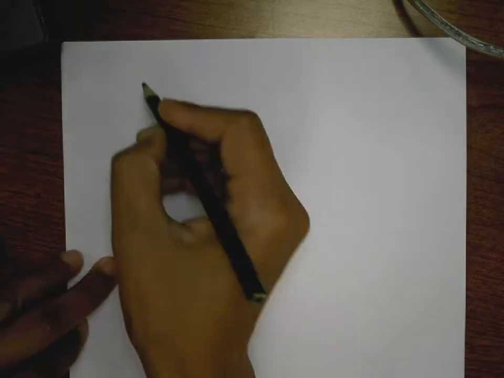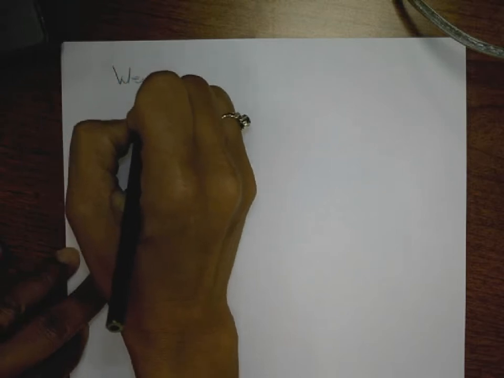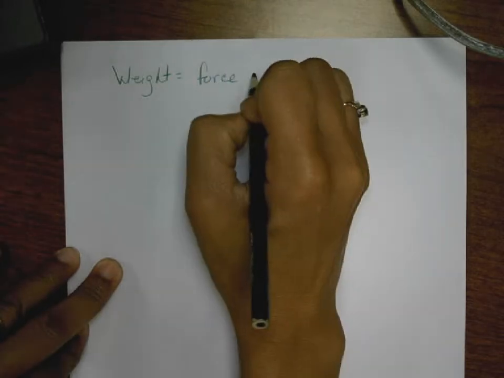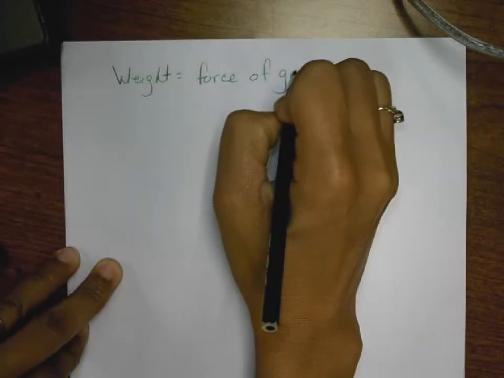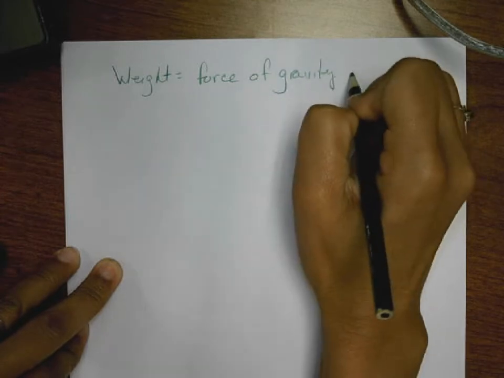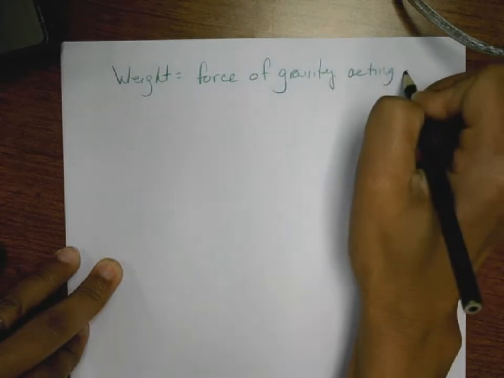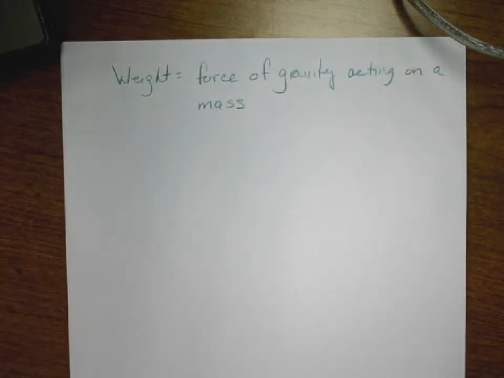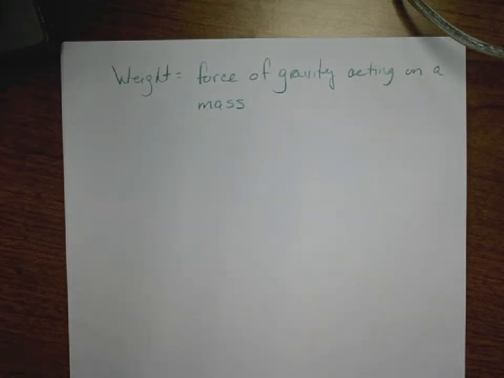All right, let's discuss weight. The definition of weight is the force caused by gravity acting on a mass. So, weight: the force of gravity acting on a mass. All right, normally the weight of an object is the same as mg.